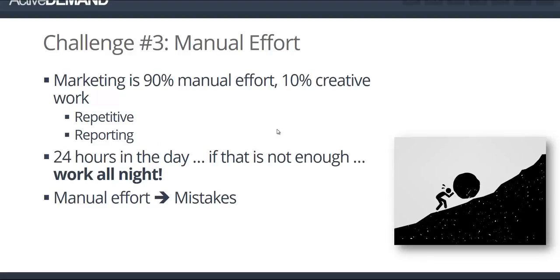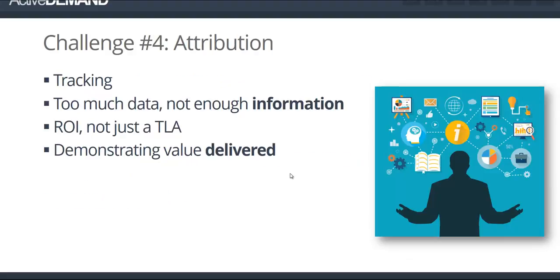Another challenge facing all marketers is, let's face it, that marketing is a ton of manual effort. A lot of the work done by marketers today is repetitive. Typically, you're going to have to do reporting and this type of stuff, and anything that requires manual labor, you're prone to make mistakes. The more manual labor intensive the task is, the higher the probability that mistakes are made. And if you're making mistakes, you're back to the first slide, eroding trust as a marketer.